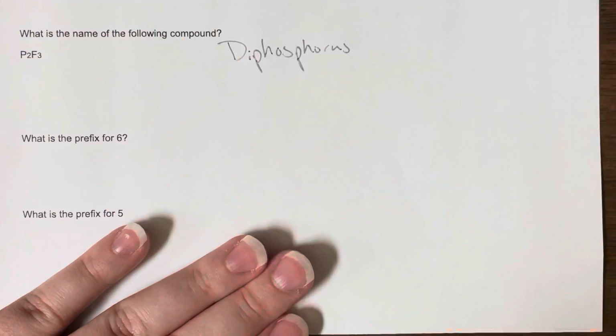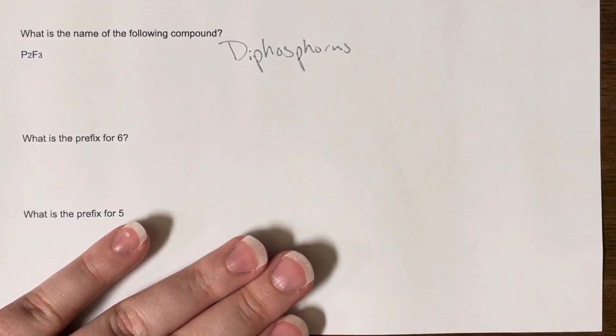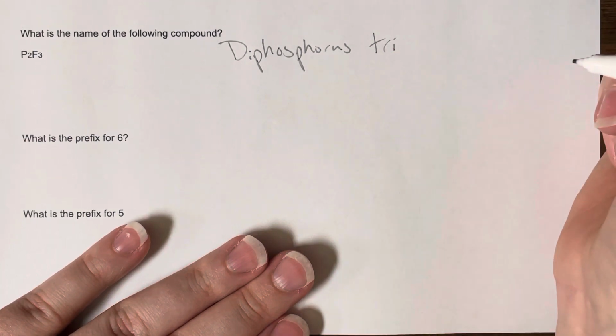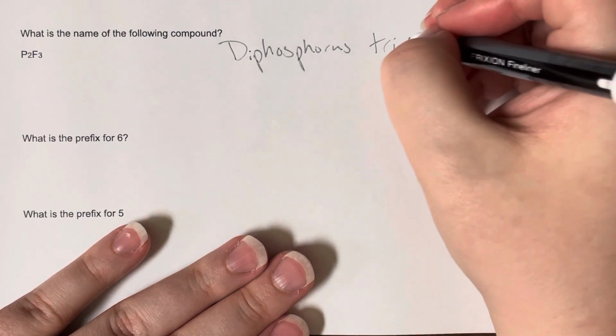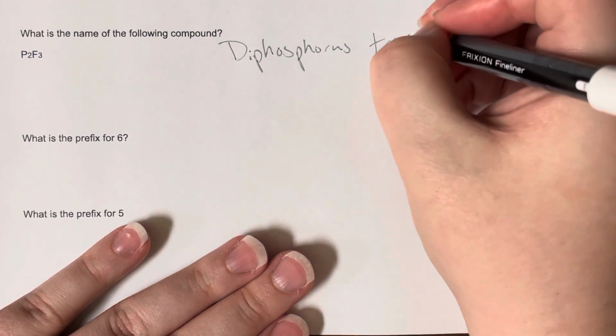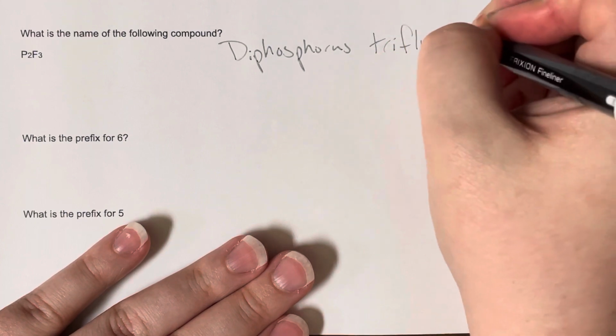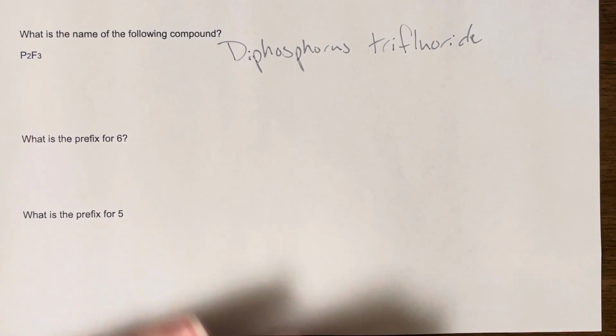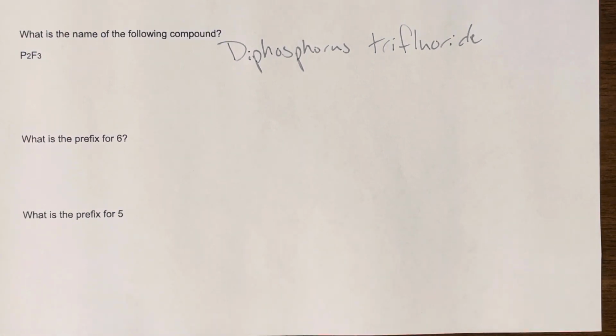And then the subscript for fluorine was 3, so I get to use the prefix tri. And then fluorine needs to change its suffix to "-ide," so this turns to trifluoride, which would make the entire compound have the name diphosphorus trifluoride.